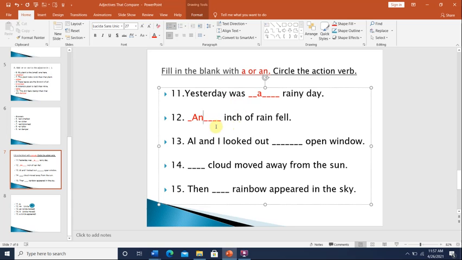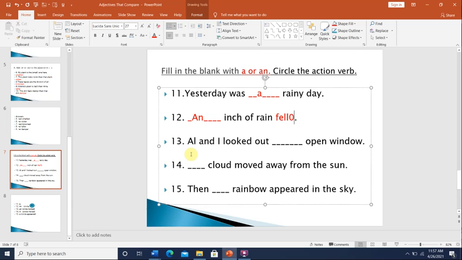But here, number 12, an inch of rain fell. What word here, where's the verb that shows action? Fell. So we will circle fell. Okay, I will make a circle next to it so you know that you have to circle fell.